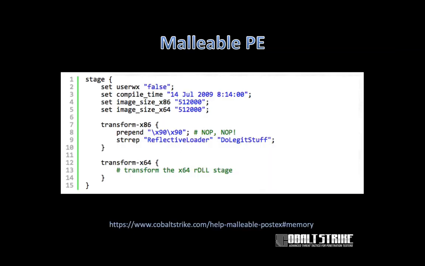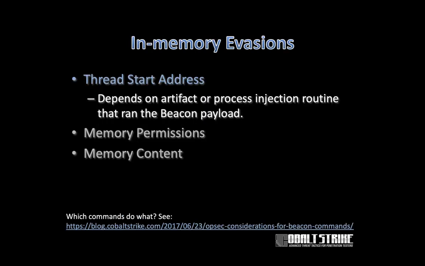Here's an example of a Malleable PE block. The block is called stage. Here are some of the options you can set. And the transform-x86 and transform-x64 blocks are where you do binary padding and string replacement within the Beacon DLL. Let's dig into in-memory evasions. The thread start address depends on the artifact or process injection routine that ran the Beacon payload. I will share some tips in a moment on how to have a good thread start address.